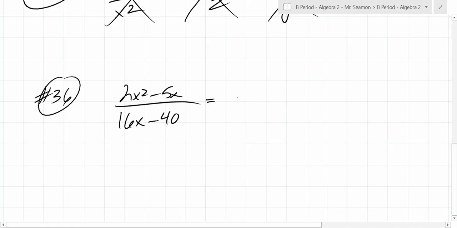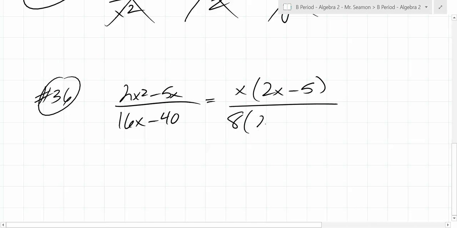What can you factor out of the top? So 2x minus what? What can you factor out of the bottom? 4. If you factored out of 4, I think 8 would be better. Because if you factor out 8, you end up with 2x minus 5. These cancel, leaving you with x over 8.